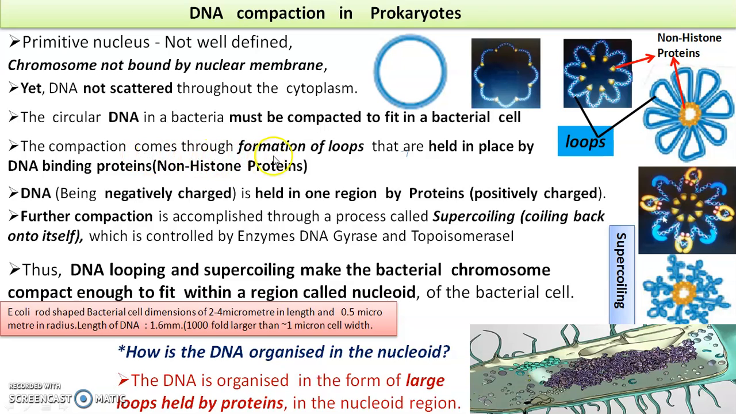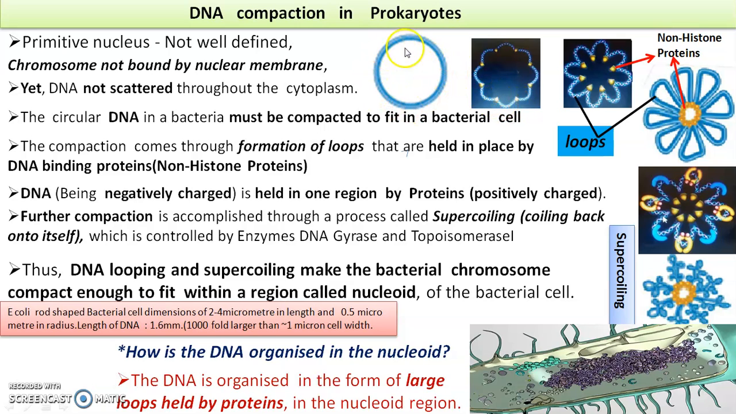It comes through formation of loops. The circular structure has to loop out. How does it form such loops? So that it can be held in a place by certain proteins which are called non-histone proteins. We'll talk about the term histone in detail when we come to eukaryotic compaction of DNA. Here it is non-histone proteins, that is DNA binding proteins. So these yellow colored portions are all those proteins.